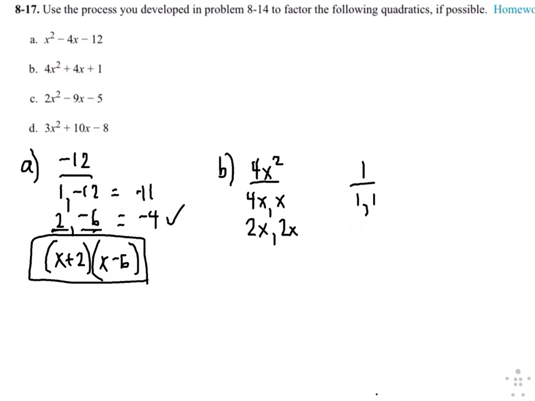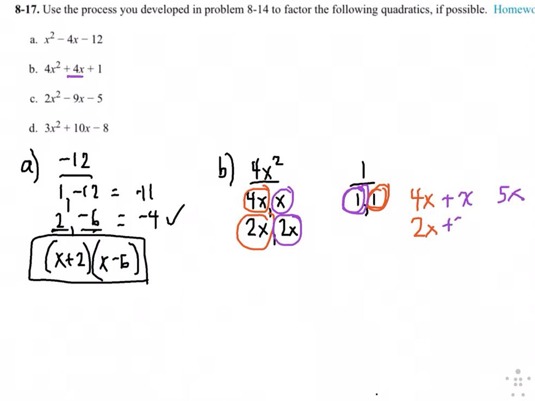So by that I mean the outers, the 4x and the 1, that's 4x. And the inners, let's do the inners, the x and the 1, it's plus x, right, which is 5x. And we're looking for a 4x in the middle, because the middle term is 4x. So let's try the next one. We have the 2x and the 1, that's 2x. And then the inners, 2x and 1, that's 2x. And there's our 4x. So now we know that it's this pair and this pair.